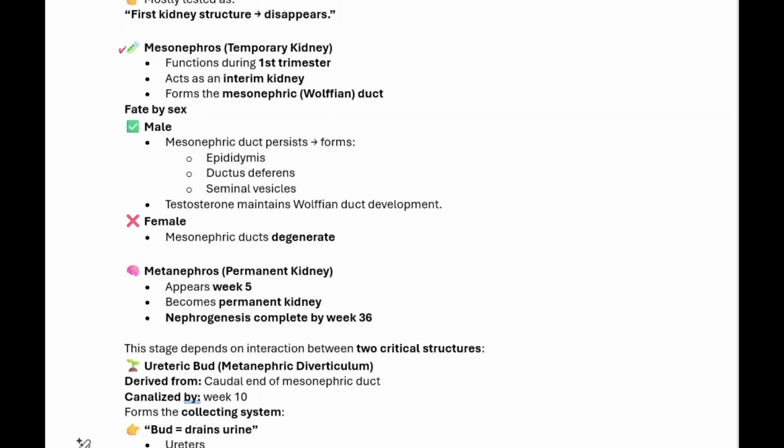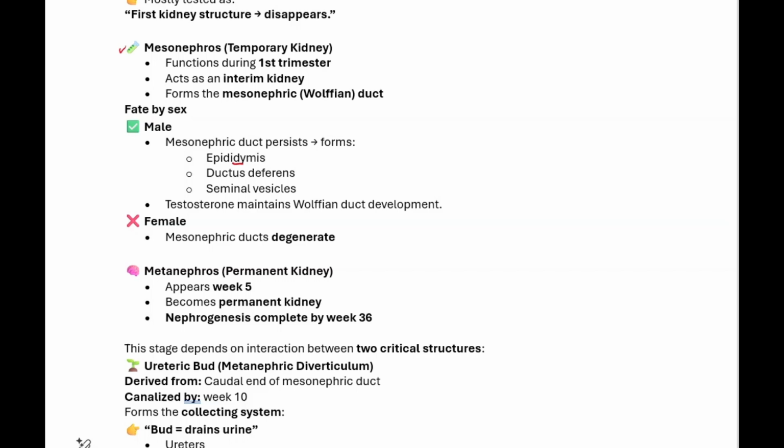When we look at the mesonephros, the ducts of the mesonephros are what we call the mesonephric ducts. So the mesonephric duct in a male is going to form what? It is going to form male genital structures. And what are the male genital structures that come from this? The epididymis, the ductus deferens, and the seminal vesicle. So these structures develop from the mesonephric duct.